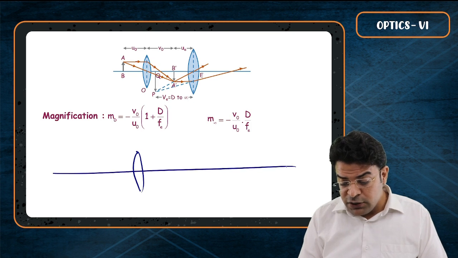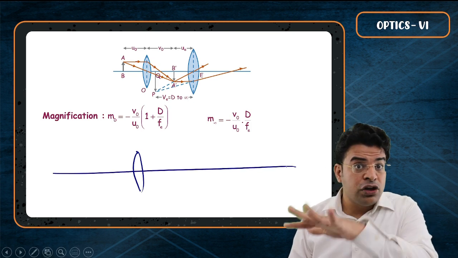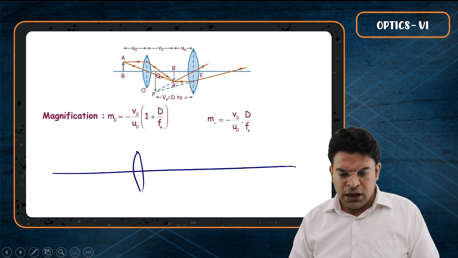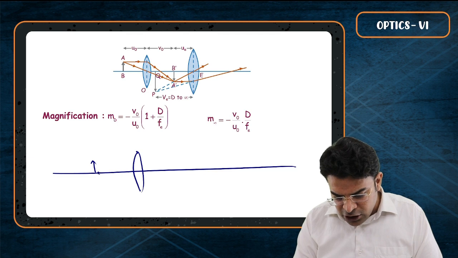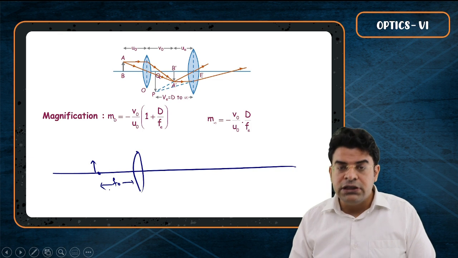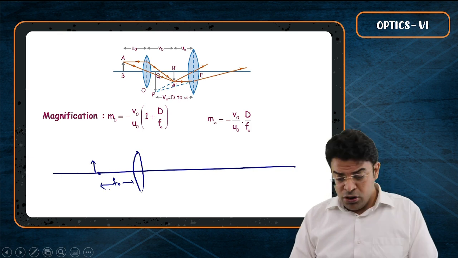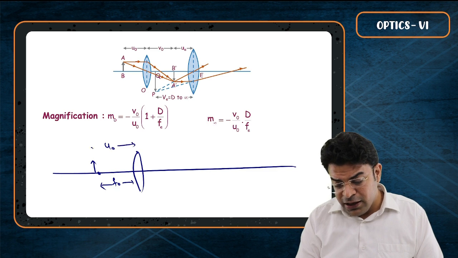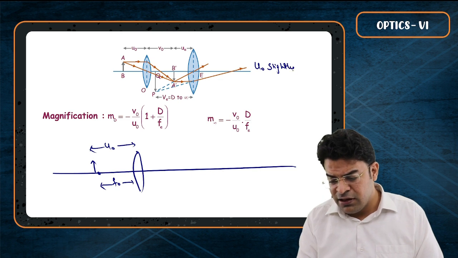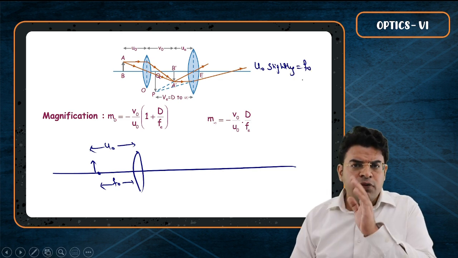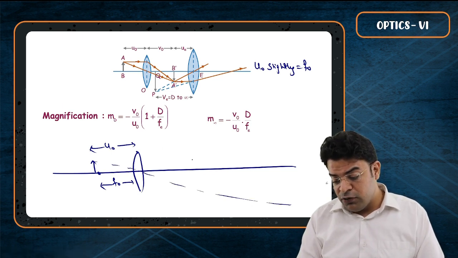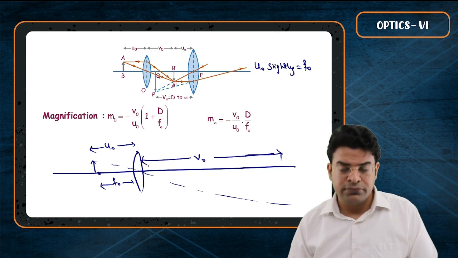Because the image formed by the objective is the object for the eyepiece. Hence, the objective must form a real image. And for the objective to form the real image, the object must be kept outside the focal length of the objective. So the minimum value of U naught can be equal to F naught, or you have to keep U naught slightly greater than F naught. If you keep U naught slightly greater than F naught, then the type of image you get is real, inverted, and at a humongous distance.